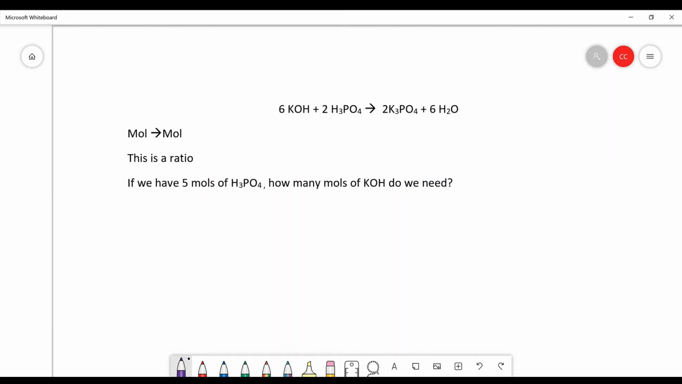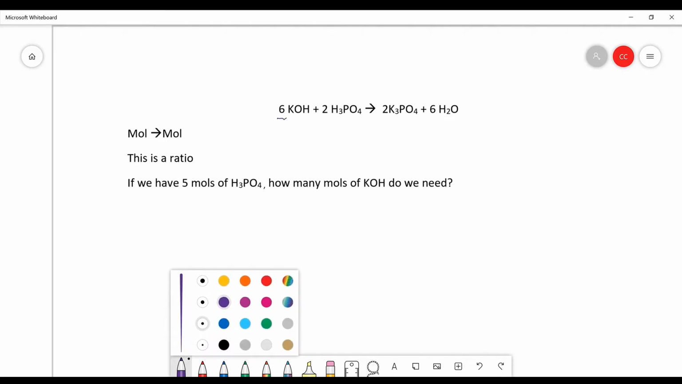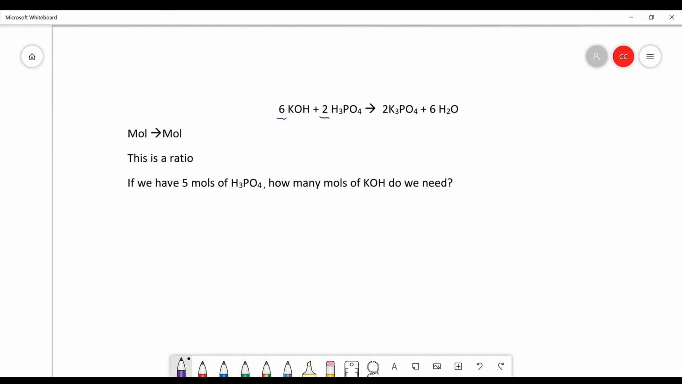Okay, so now we need to look at some chemical equations. In this one, what we can see is we have 6 moles of KOH plus 2 moles of H3PO4 yields 2 moles of K3PO4 and 6 moles of water. So these are just ratios.